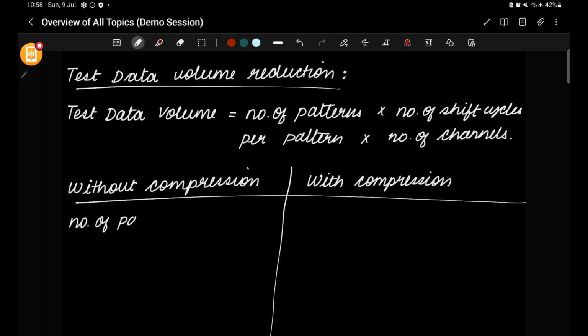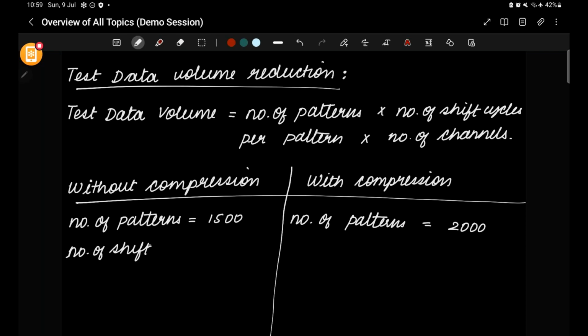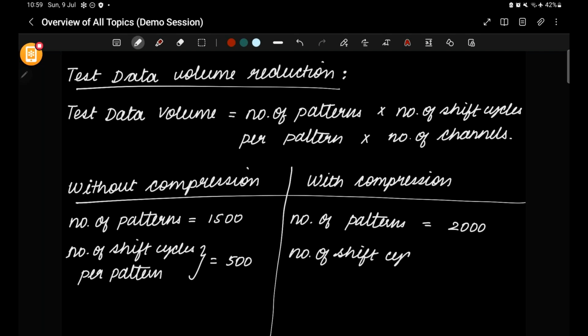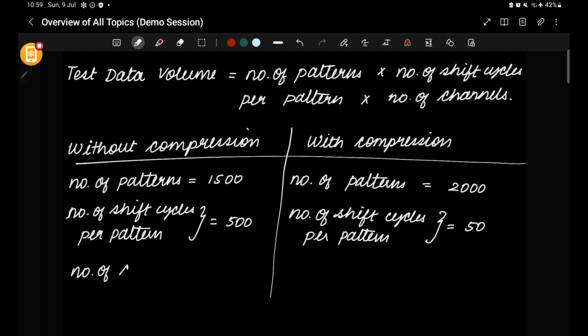Here the number of patterns will be slightly less compared to with compression. Same example, we'll consider 1500 here, and 2000 here. And then the number of shift cycles per pattern, without compression it will be more. This I will explain logically when we are covering the EDT class. And the number of shift cycles per pattern with compression will be 50. And the number of channels will be the same.